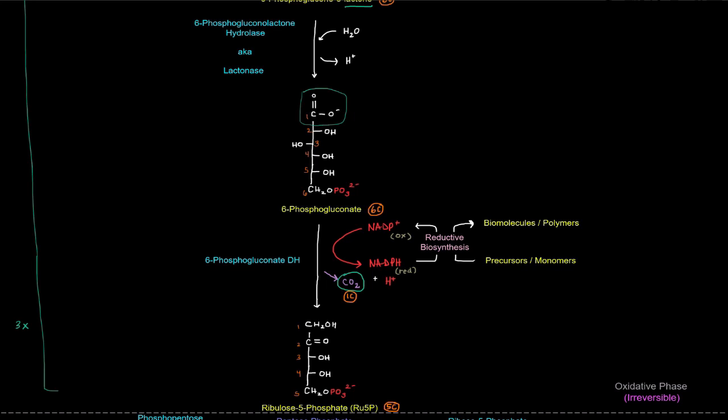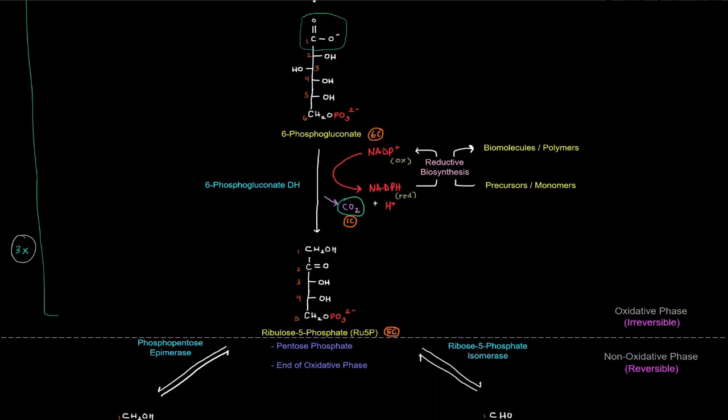Now, I mentioned that this would happen 3 times, right? So we started off with 3 glucose 6-phosphates, which are 3 6-carbon molecules. 3 of those carbons came off as carbon dioxide, because 1 came off for each of those 6-carbon molecules that we started with. So now you have 3 5-carbon molecules, 3 ribulose 5-phosphates. That was all of the oxidative phase, and now we're entering the non-oxidative phase.